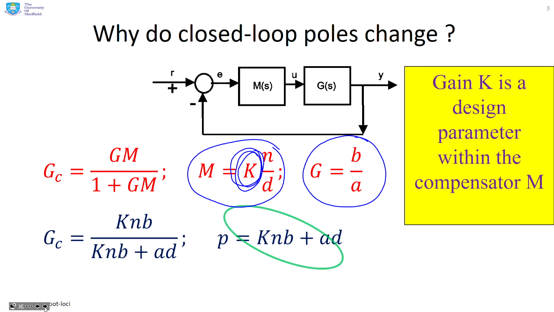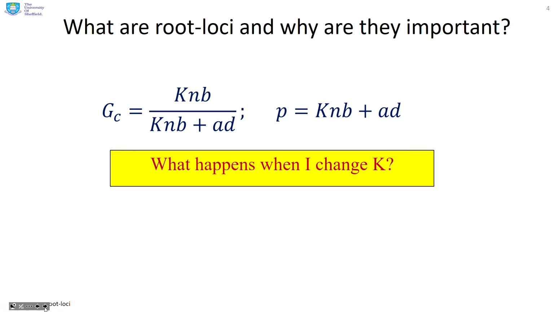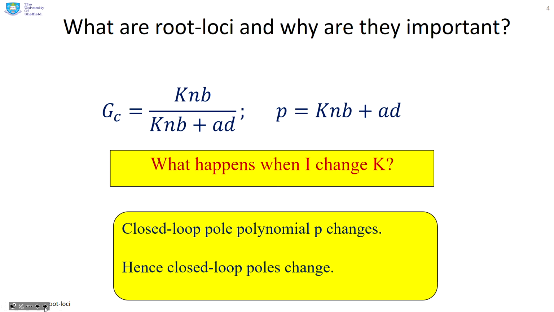Calculating the closed loop poles, what do you notice? The closed loop poles depend on this parameter k, so this polynomial is going to change if you change k. So what are root loci and why are they important? Basically, they're how the roots of p change as I change k. We'll give a simple example and then it will become more apparent.